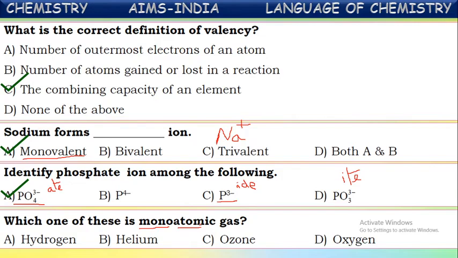Generally, the gases which we call noble gases are monoatomic gases. Which is the noble gas among these? Yes, helium. Helium is one of the noble gases, so it is a monoatomic gas. Its molecules have only one atom, so they are monoatomic.